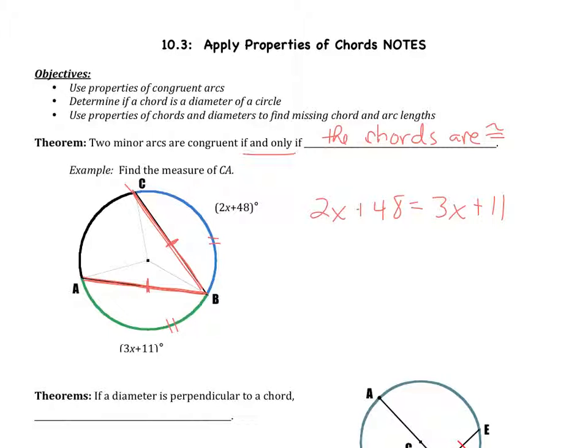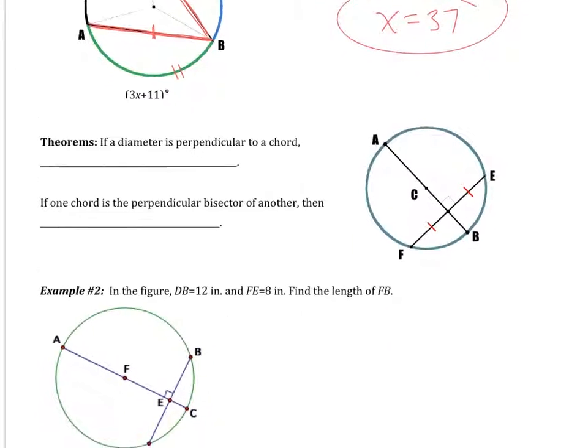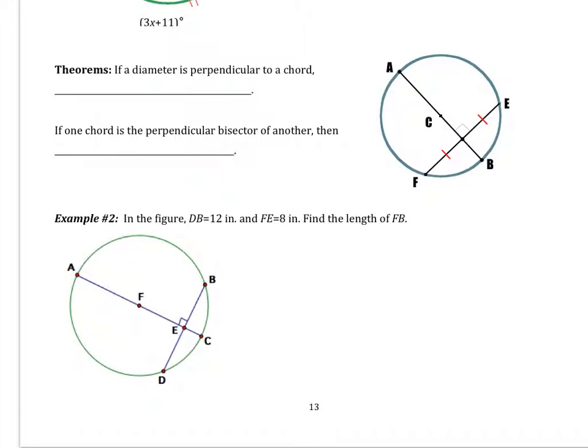Anybody else? I got 137 out there. 37? 37? 37? 37. All right, so you should get x is equal to 37. Okay? All right? From there, I'm going to add a bunch of different pieces on here.